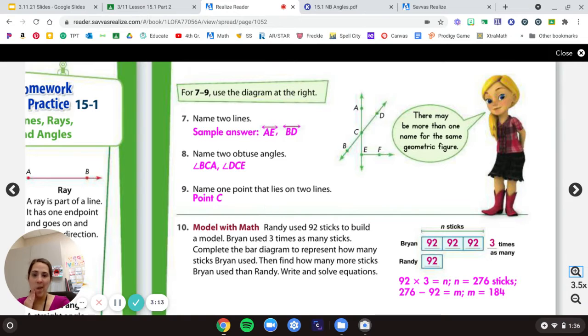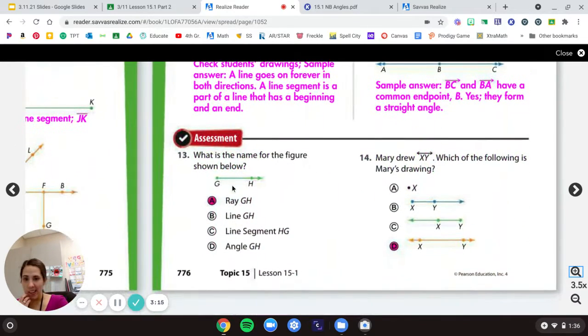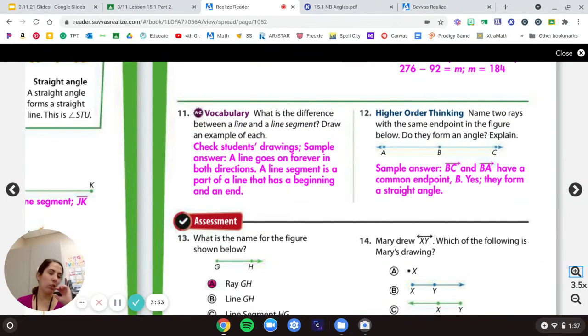Okay. All right, then down here, this is ray GH. It's a ray, so none of the other ones even work. Then for this, you had to know that this meant line XY. The only one that shows line XY is D. B shows a ray XY. And C is tricky. It's also a ray, but we name it from where that point is first. So ray YX changes the name of it.